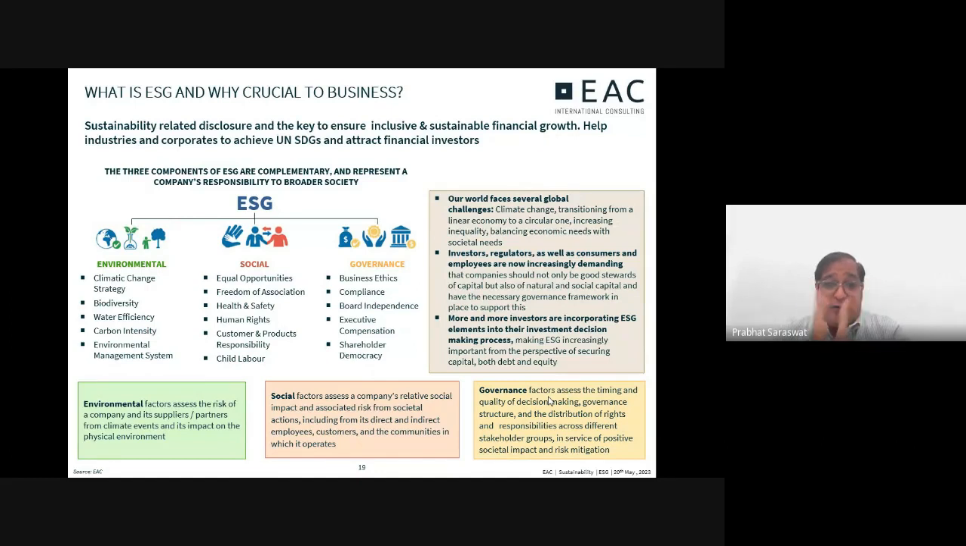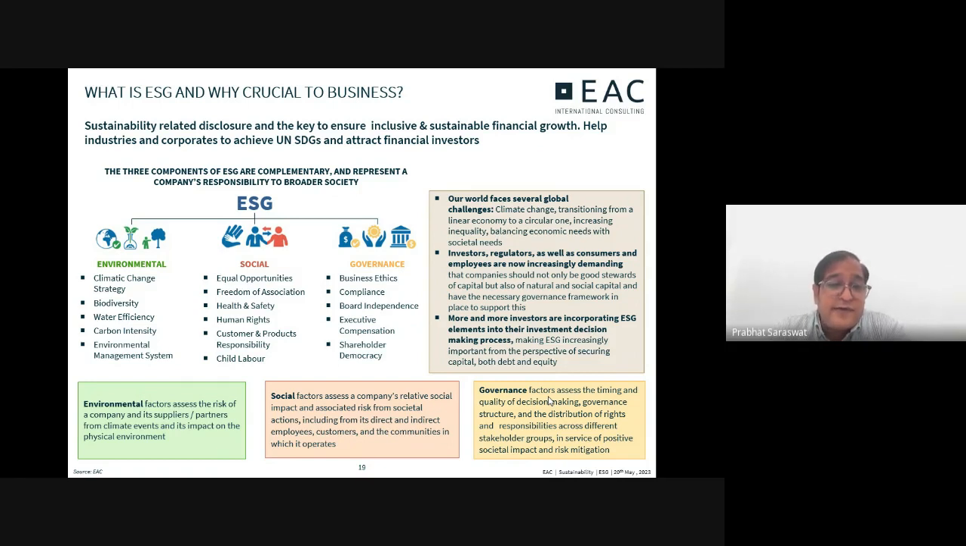So there are basically three pillars of ESG: environmental, social, and governance. The environmental pillar is the most important and critical aspect for any company. In environmental, we are assessing the climate, making our climate change strategy, biodiversity, water efficiency, carbon intensity, and environmental management system. In social, we are looking at equal opportunities, freedom of association, health and safety, human rights, customer and product responsibility like extended producer responsibility, EPR, and child labor. And governance: we are talking about ethical business and compliance, whether we are meeting our compliances, board independence, executive compensation, and shareholder democracy. These are the key parameters looked at under governance.